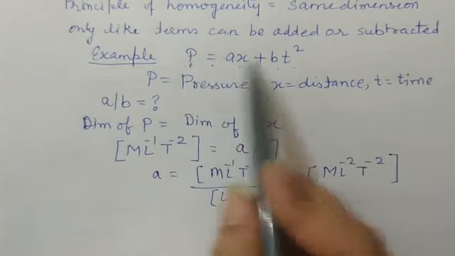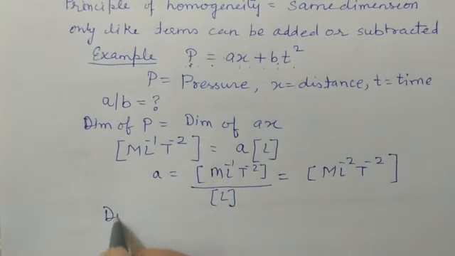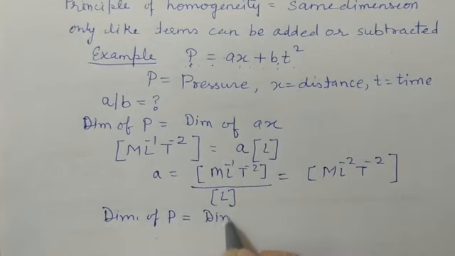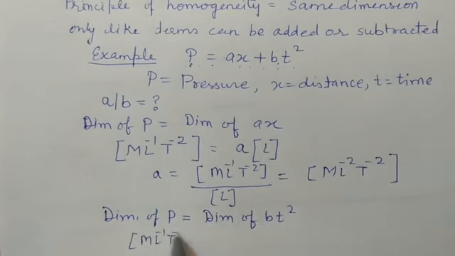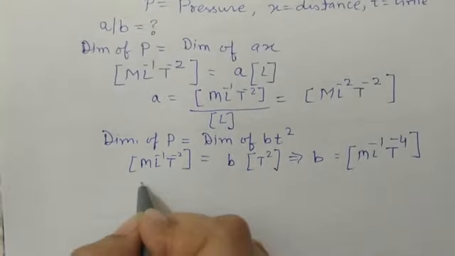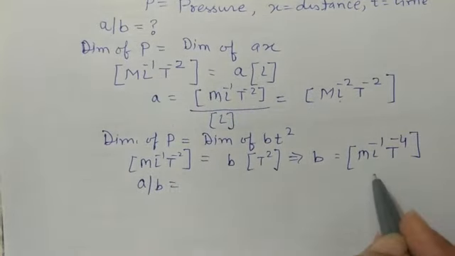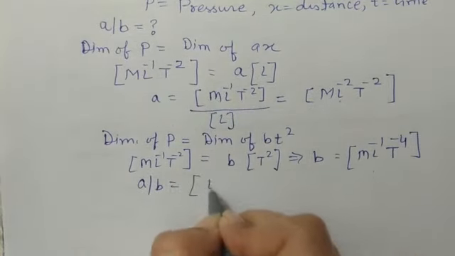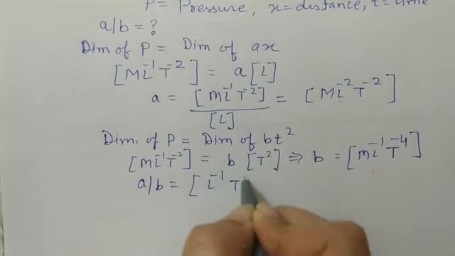Similarly, we equate pressure with BT square. Dimension of P is equal to dimension of BT square. So pressure is ml minus 1 T minus 2 equals to B into T square. So from here B we get ml minus 1 T raised to power minus 4. So we have to find A upon B, divide A by B, we get L minus 1 T square.